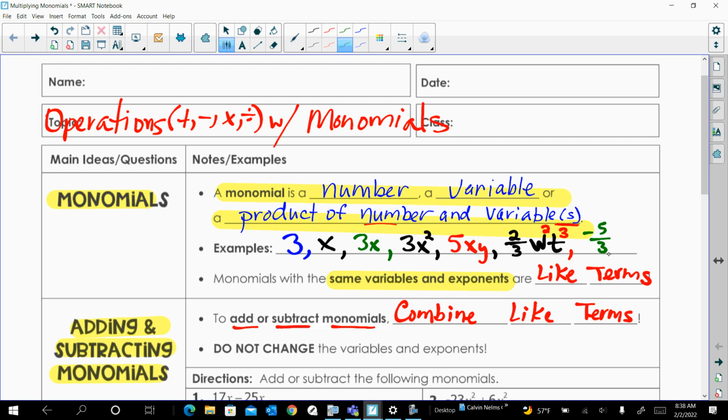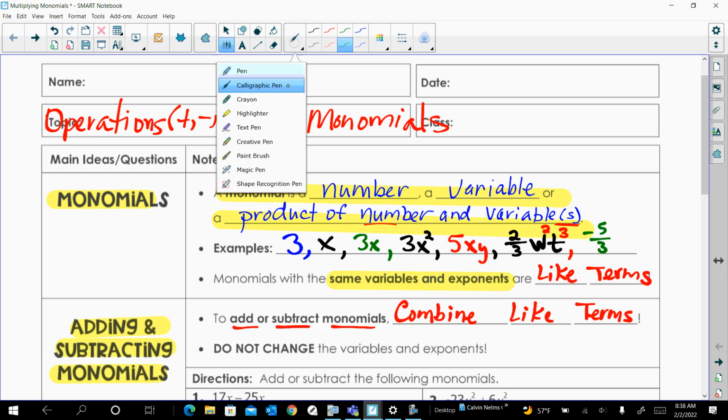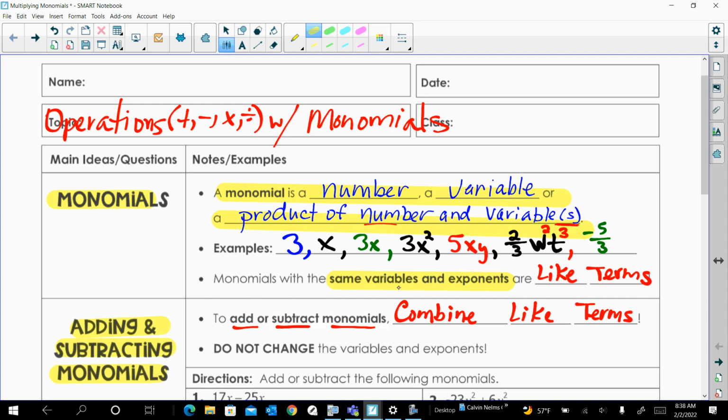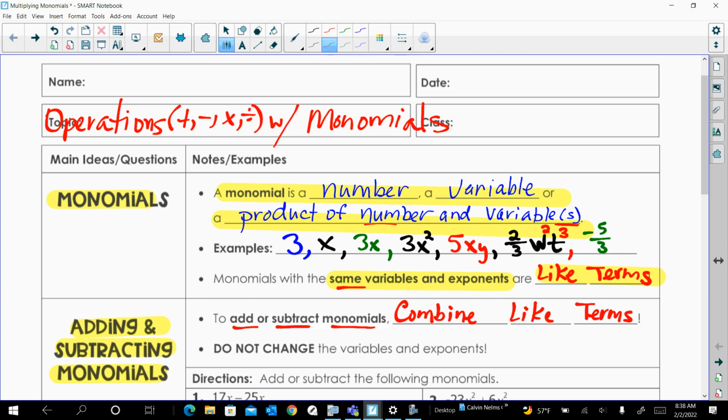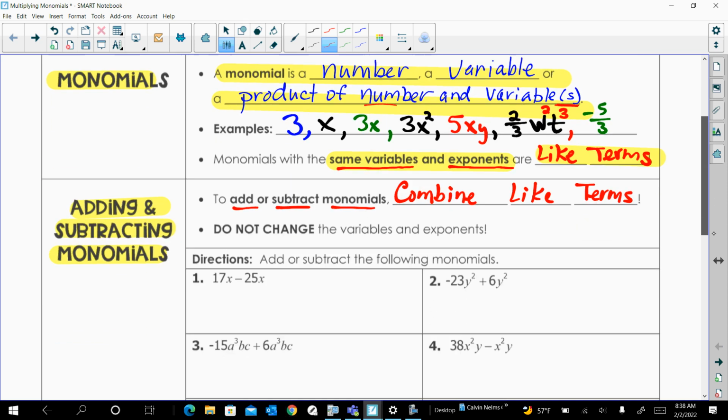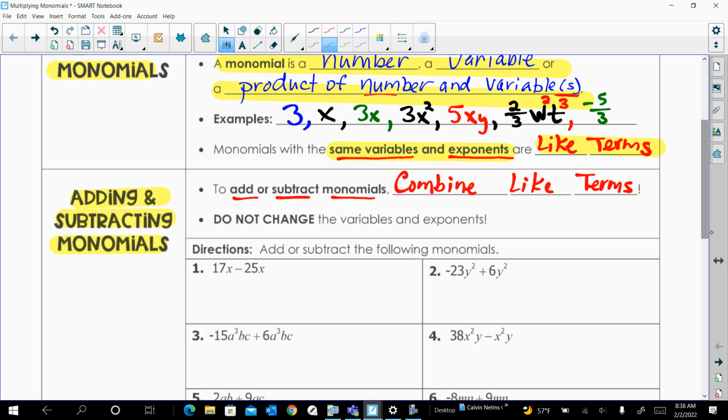Okay, now this is the part you should be already familiar with. Monomials with the same variable and same exponent are what we call like terms. The key to this is it has to have the same variable, that's what I'm talking about, letter, and same exponent. Okay, so we are familiar with like terms. We have done like terms when solving equations. So whenever we're adding or subtracting monomials, you just basically combine like terms. Do not change the variable and exponent. That's very important. Do not change anything.